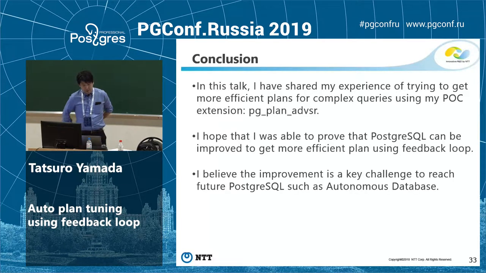Okay, next is the conclusion. In this talk, I have shared my experience of trying to get more efficient plans for complex queries using my POC extension. I hope that I was able to prove that Postgres can be improved to get more efficient plans using a feedback loop. I believe that this improvement is a key challenge to reach future Postgres.